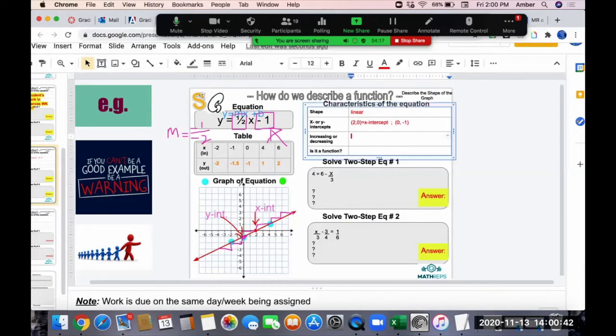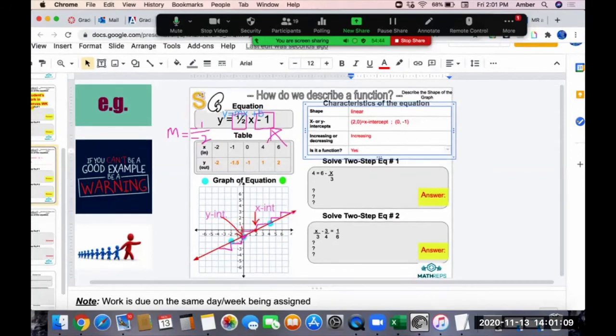Is it increasing or decreasing? You look from the left to the right. If it's going up, it's increasing. If it's going down, it's a negative slope and it's decreasing. So here the answer is increasing. Is it a function? If you forgot how to test for a function, I want you to go ahead and check out the video on is it a function or test for a function again. We have it covered earlier in Canvas and we still post the video there for you.